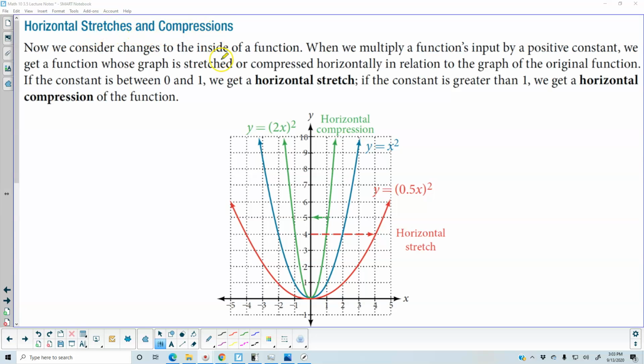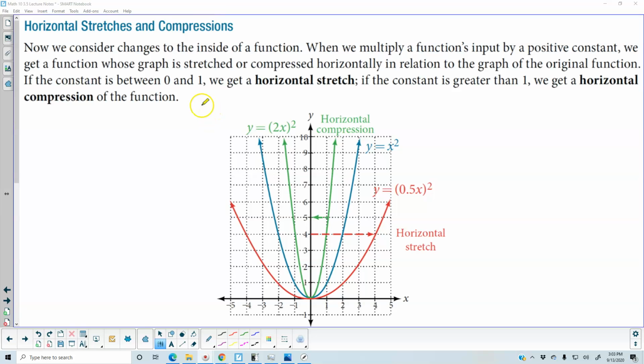Horizontal stretches and compressions. Now we consider changes to the inside of a function. When we multiply a function's input by a positive constant, we get a function whose graph is stretched or compressed horizontally in relation to the graph of the original function.